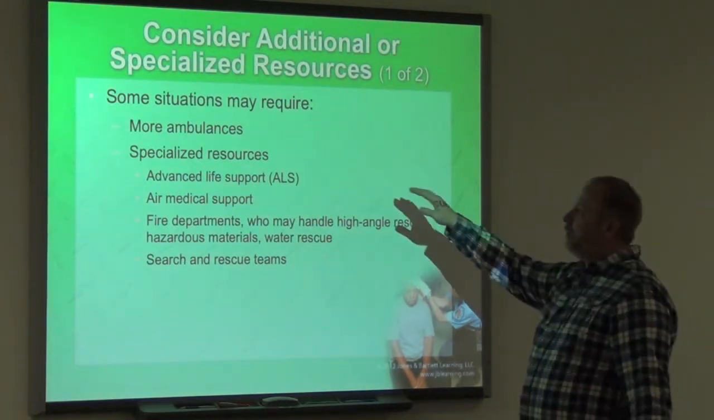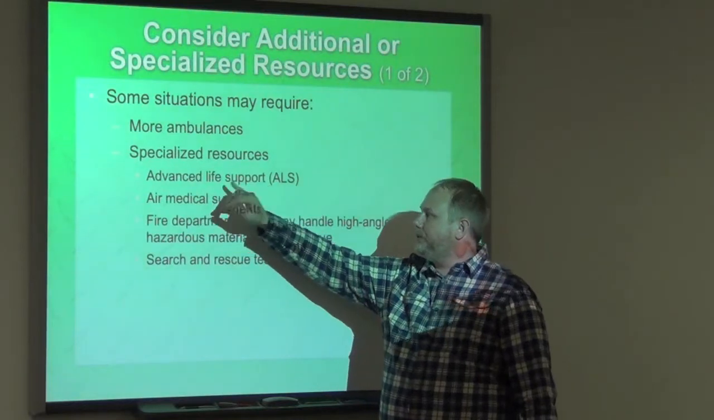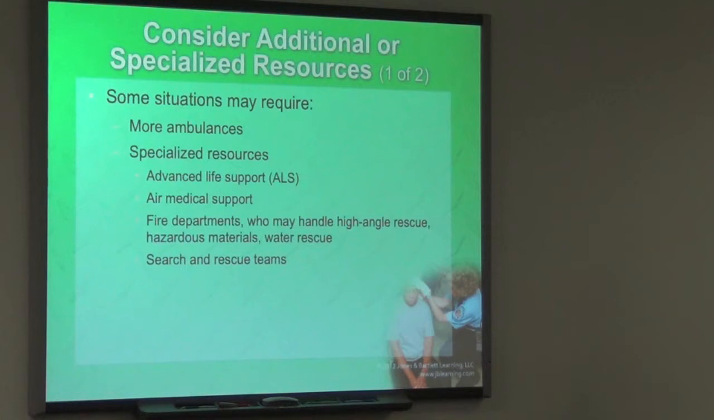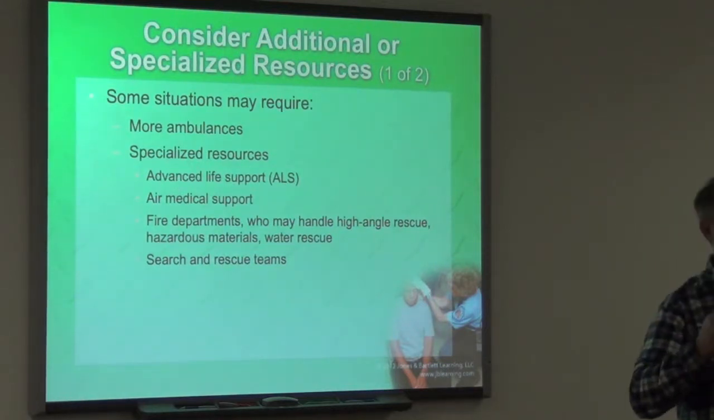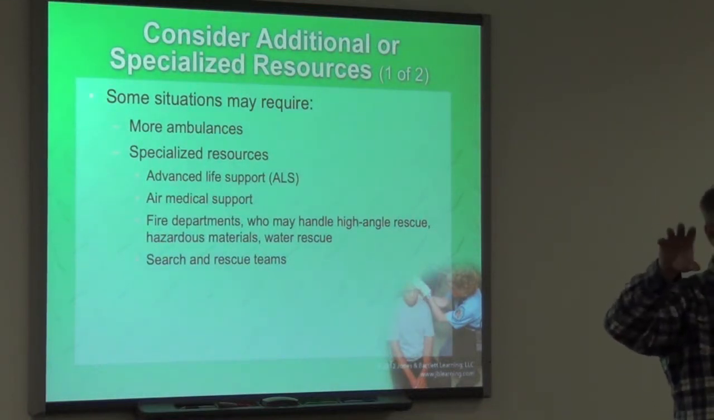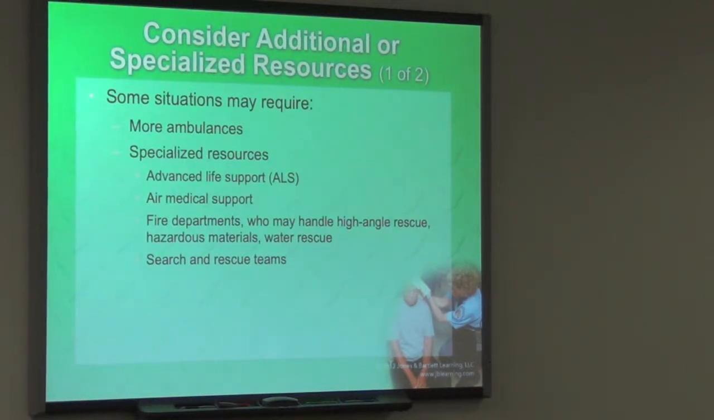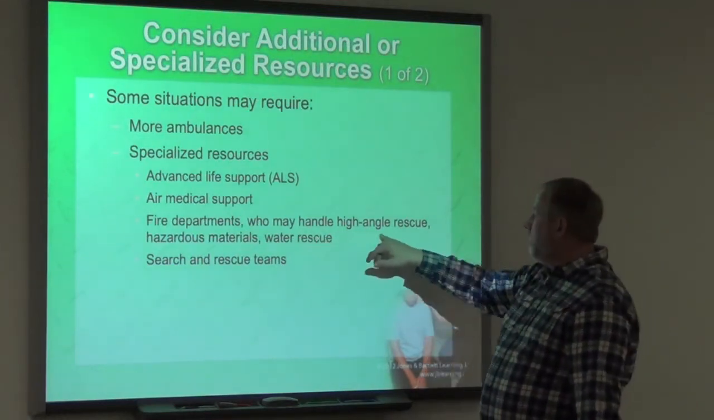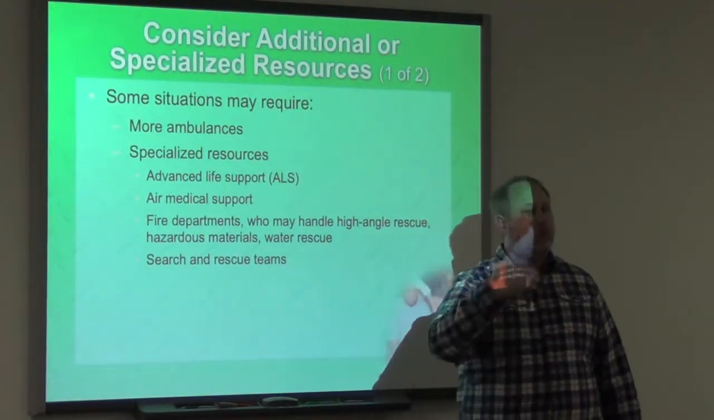Sometimes we may need more ambulances, or we may need specialized resources like advanced life support. And who's our advanced life support? The paramedics. You may be the advanced life support when you become an AEMT. But at the basic level, we are basic, and then you have the advanced level, which can do some ALS, right? IVs and some medication. And then you have the paramedic. Air medical support, fire departments who can handle other rescue situations.